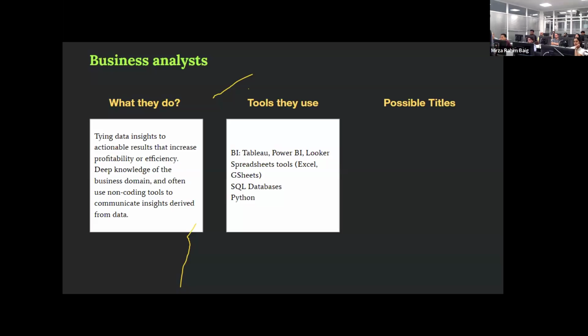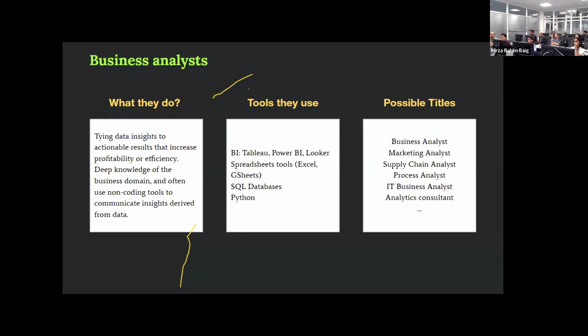That's what most of them are. Some of these are variations, I'll talk about this as well. But mainly, on average, this is what it is. And very many titles are possible. It could be a business analyst, a marketing analyst, a supply chain analyst. Sometimes it's a process analyst also, an IT business analyst or analytics consultant. Whatever the title may be, there are many more.